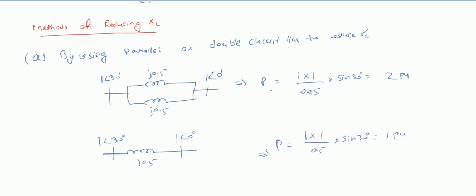So you can see that in the first part, compared to the second part, the power transfer is increased. So how has this increased? This has increased by reducing the value of XL. By reducing the value of XL, we can increase the power transfer capability of the transmission line. Second part is what? We can use series capacitor. Okay, so we have to connect series capacitor in series with the transmission line.